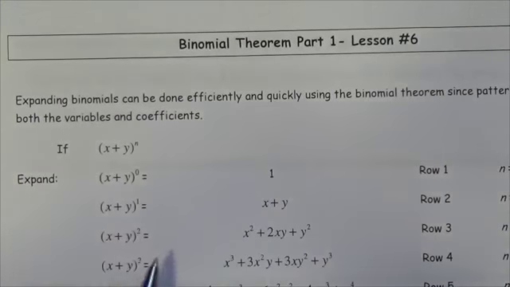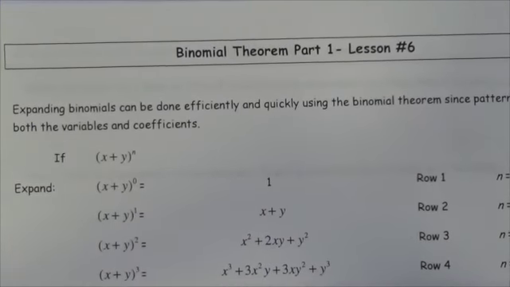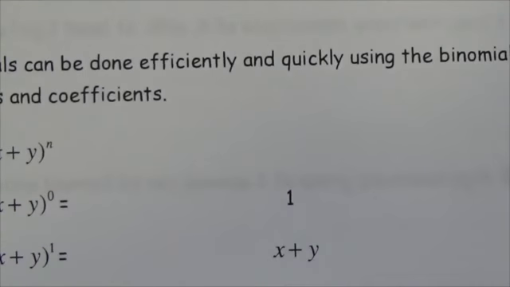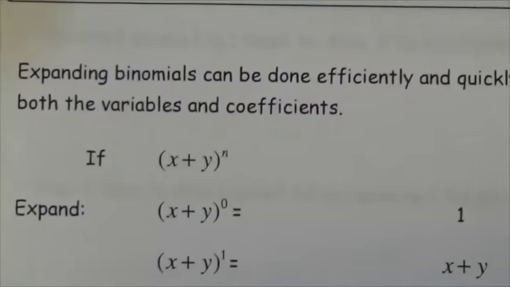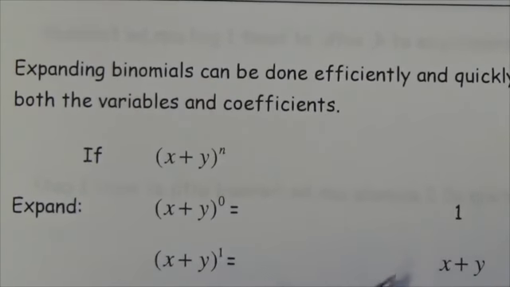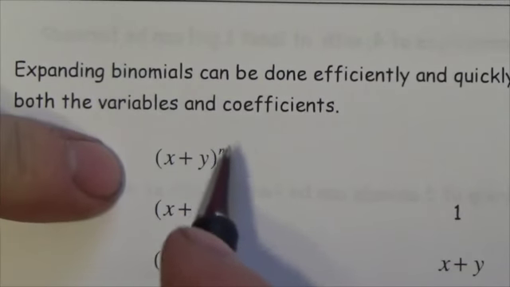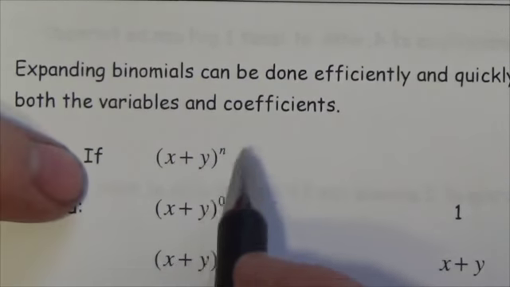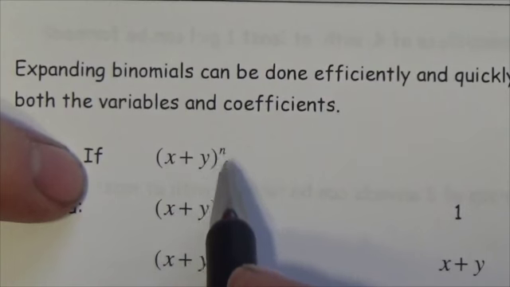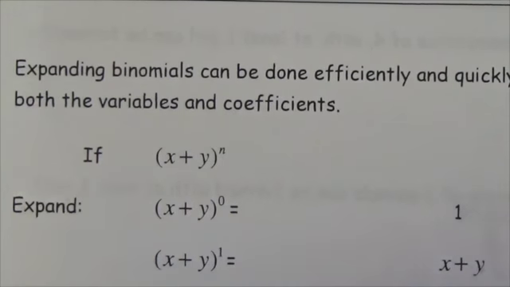So we're taking something that's a binomial. Let me zoom in on this. Sorry about that. So we're going to expand x plus y to the n, and we're going to throw on any positive integer exponent we want, and take a look at how we would do this.